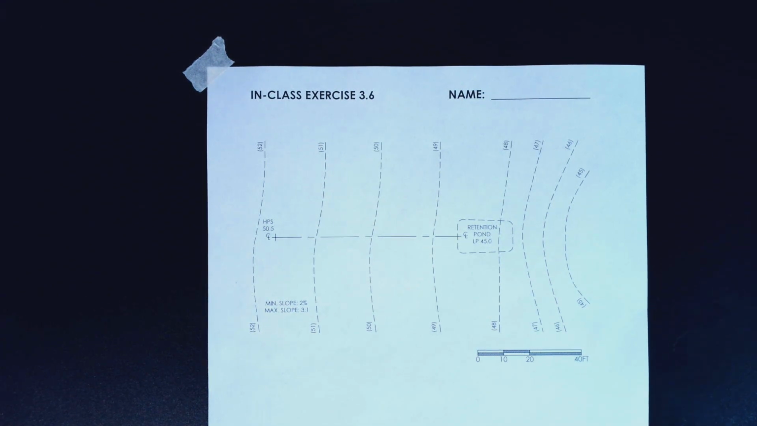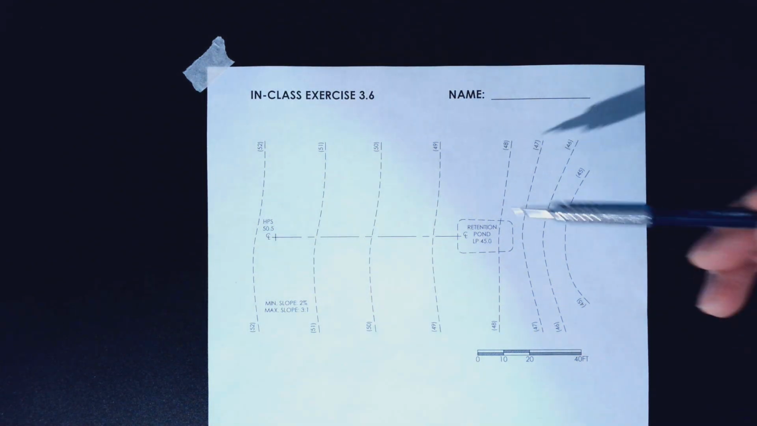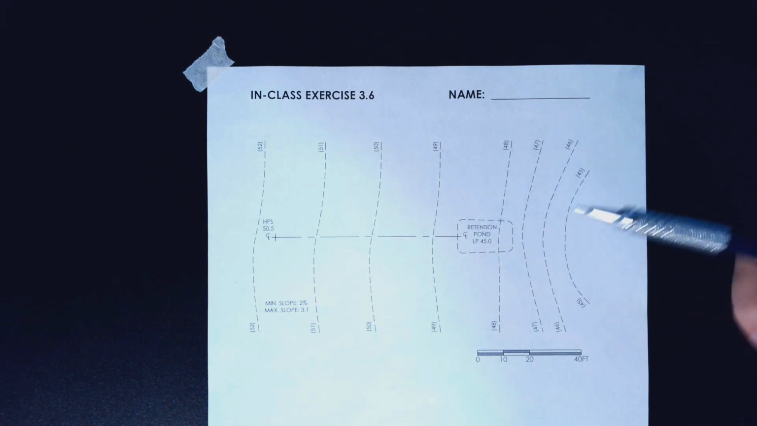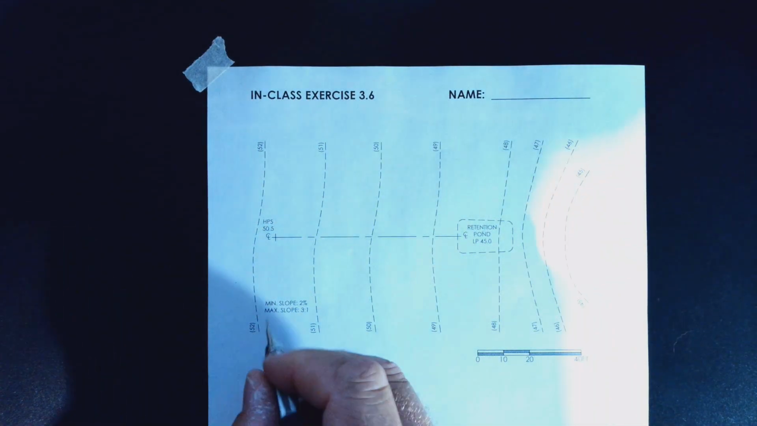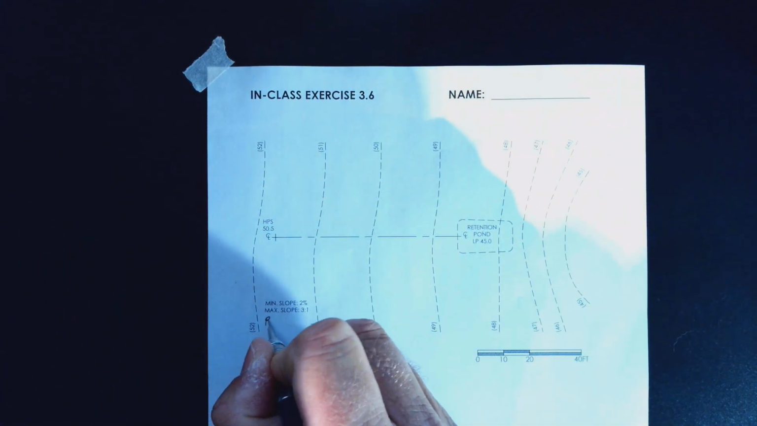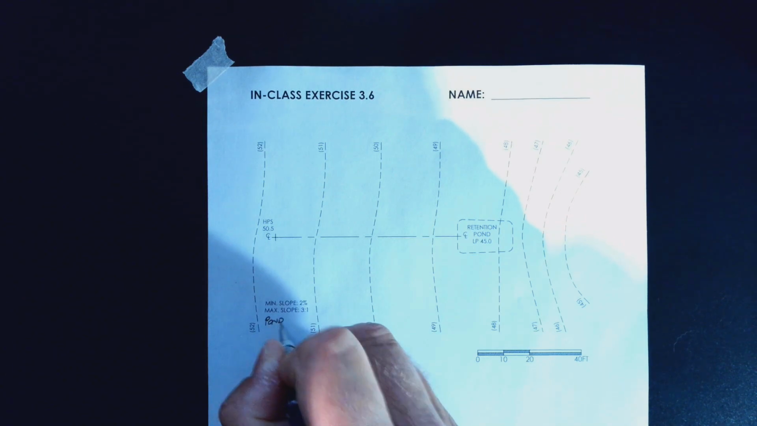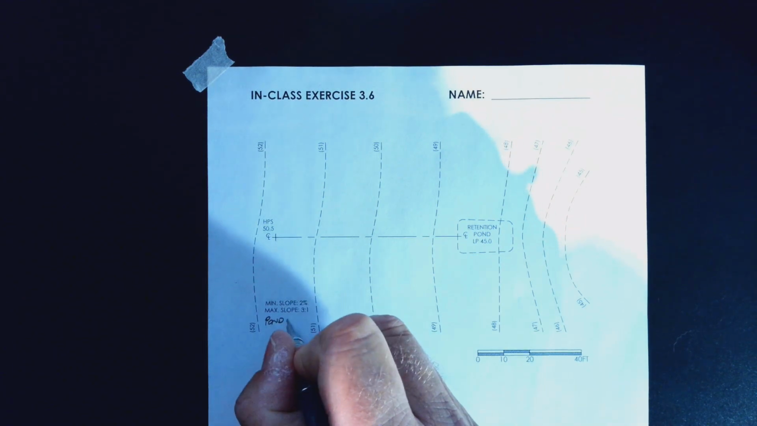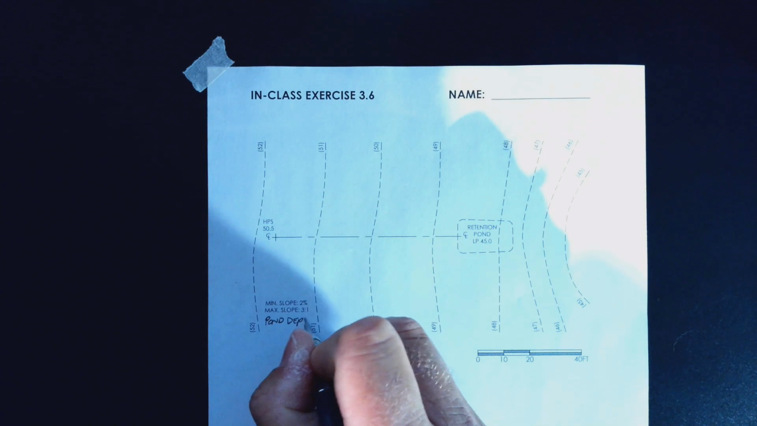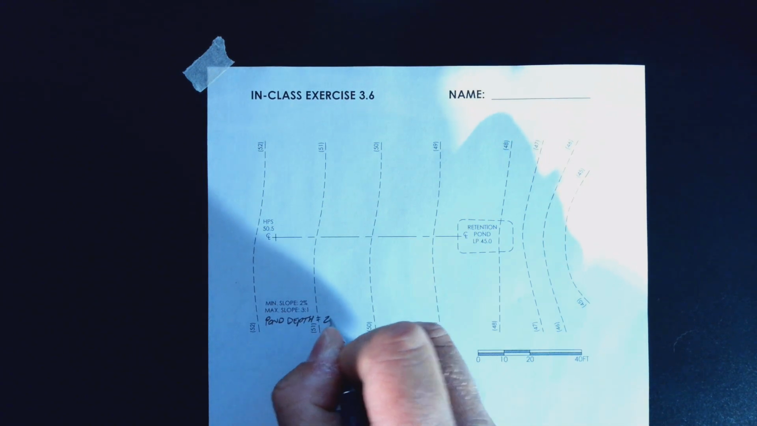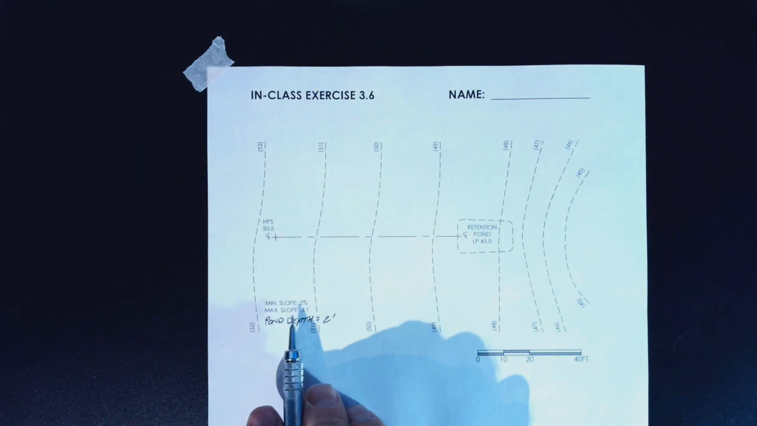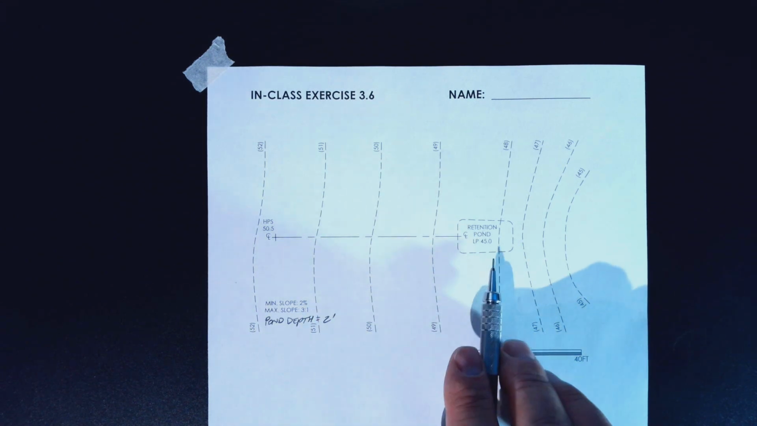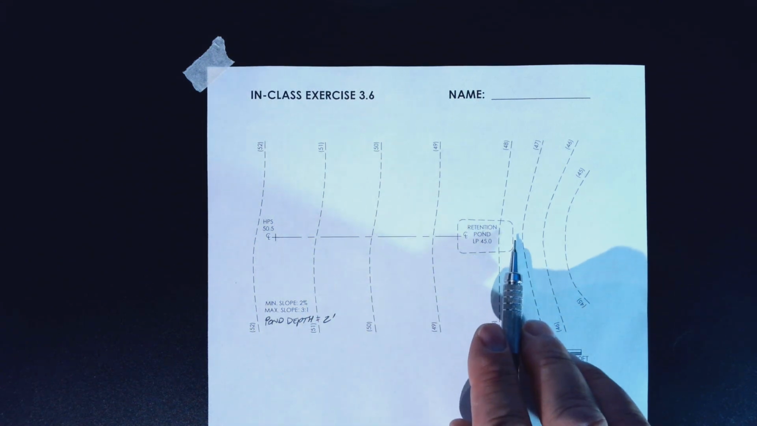All right, this is exercise 3.6. What we're going to do is draw a retention pond that is 2 feet deep. It doesn't say this on the paper, but I'll make sure it's on the PDF that's available. Pond depth equals 2 feet. Minimum slope is 2%, maximum slope 3 to 1. That means the side slope of your pond is going to be 3 to 1.